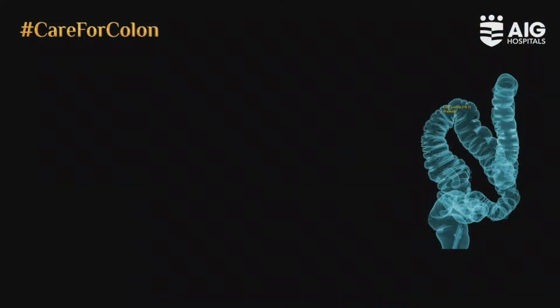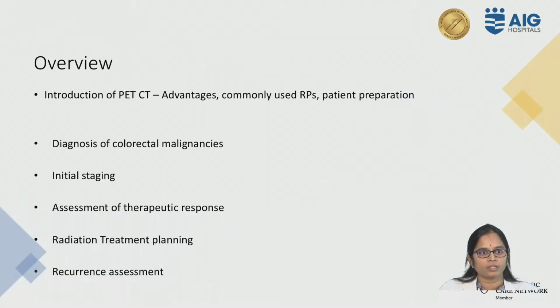Good evening all. Thank you, sir. Today I will be discussing the role of PET CT imaging in colorectal malignancies, and its clinical impact. My talk will cover the advantages of PET CT, the commonly used radiopharmaceuticals, how the patient is prepared and when to do the scan, and, regarding colorectal malignancies, whether it is useful in the diagnosis, and then the other indications: initial staging, assessment of therapeutic response, radiation therapy planning, and also recurrence assessment. So let's see it one by one.